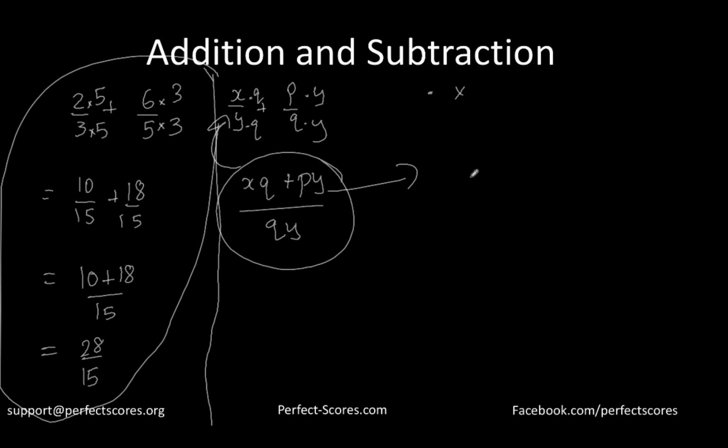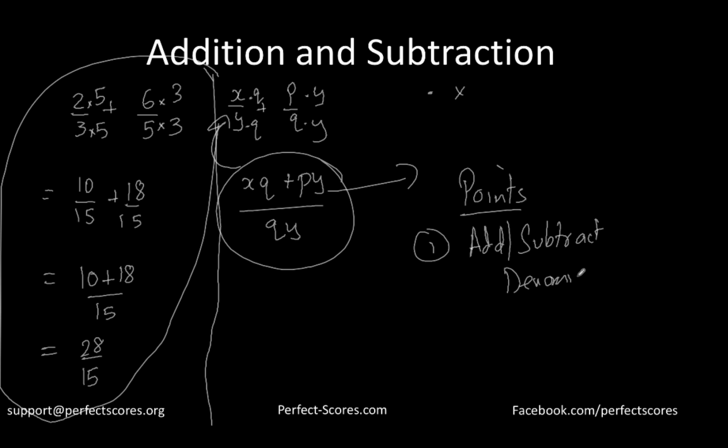So here are some points that I would like to summarize. The first thing is, you can only add or subtract if the denominator is the same. So if the denominator is not the same, you can't add or subtract. If the denominator is not the same, you can make it the same by multiplying by a number so that the denominator becomes the same. Now this is more of an art kind of thing.